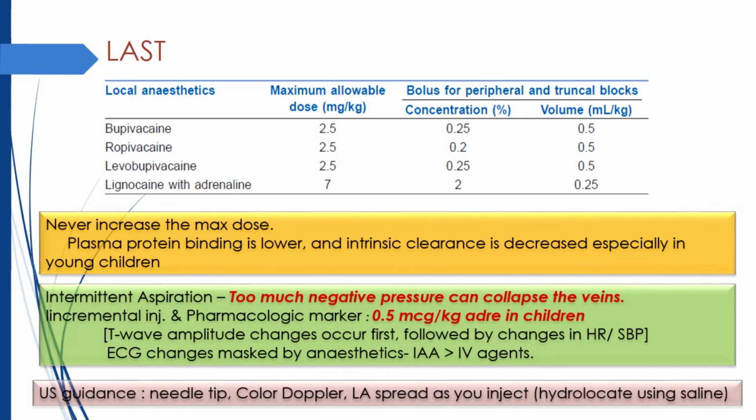Always use ultrasound guidance to visualize the needle tip. Use color Doppler to differentiate vessels from the hypoechoic nerves and observe the local anesthetic spread as we inject. We can hydrolocate using saline before using local anesthetic.